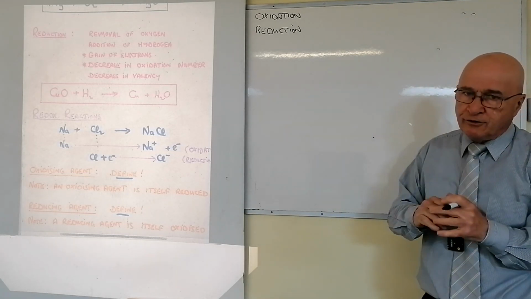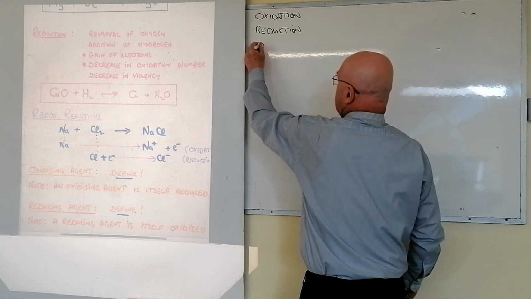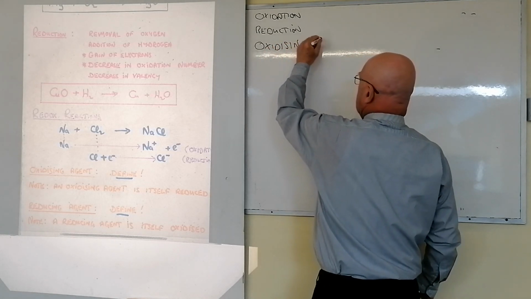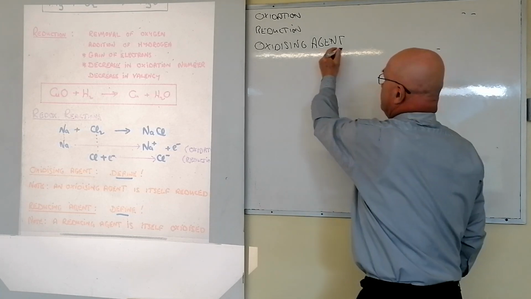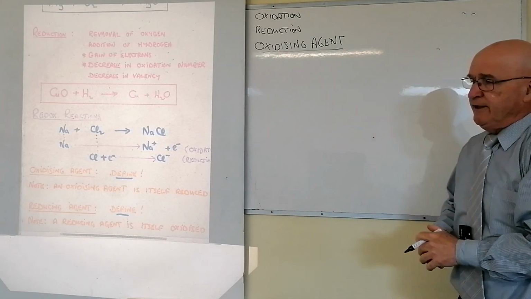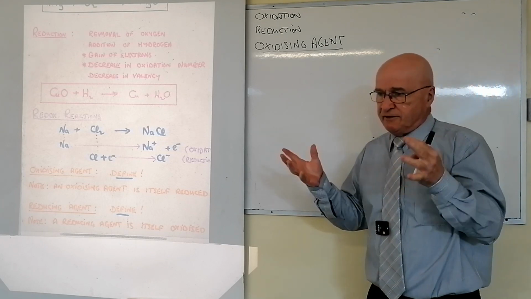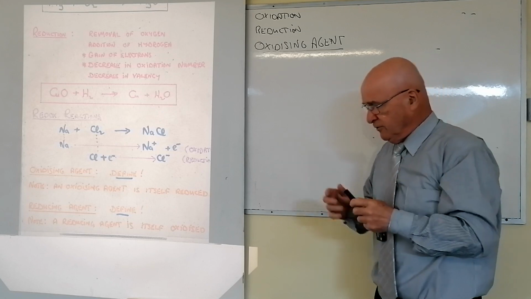Now, our third term and definition is an oxidizing agent. You'd be asked to define it. You'd be asked to explain it. Okay? Very important. The third term, an oxidizing agent. Now, basically, the oxidizing agent is the thing that helps oxidation to occur. And that's ultimately what we're after.